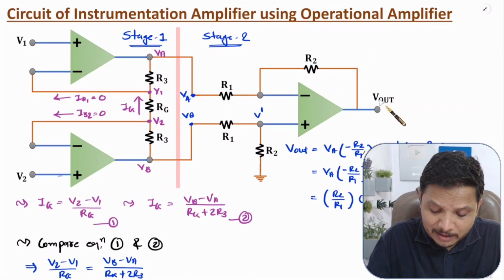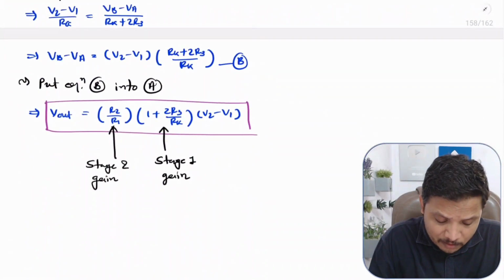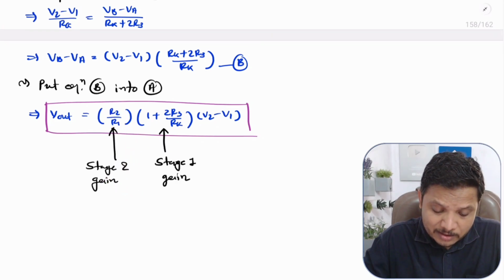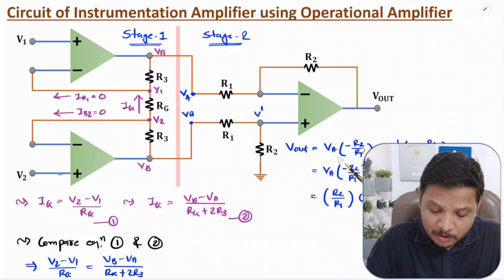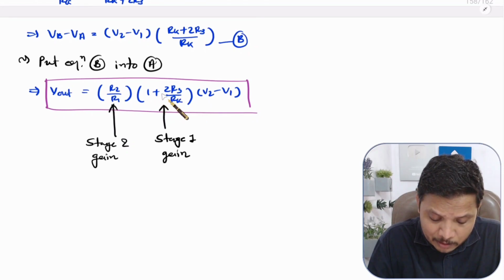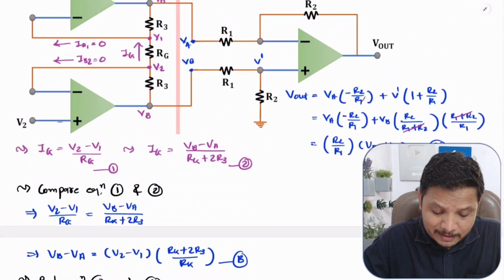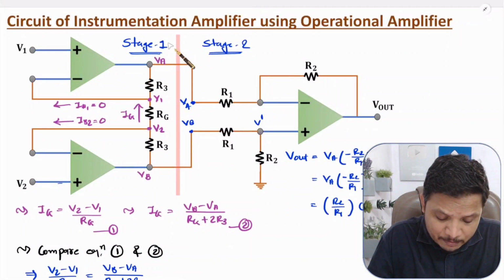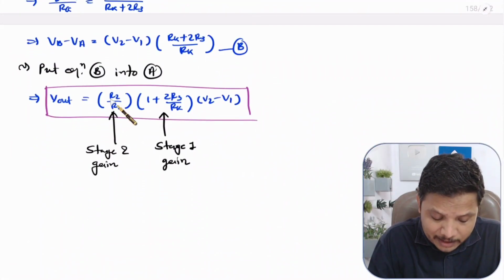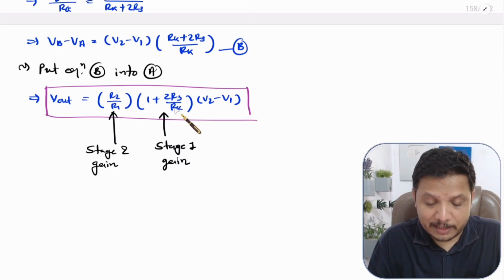That output equation that I derived was Vout equals R2 by R1. That R2 by R1 gain is associated with stage 2. Stage 2 is this much portion of the circuit. And this gain, 1 plus 2R3 by Rg, is associated with stage 1, so that is the gain associated with this portion of the circuit. So the total gain is the multiplication of R2 by R1 into 1 plus 2R3 by Rg.